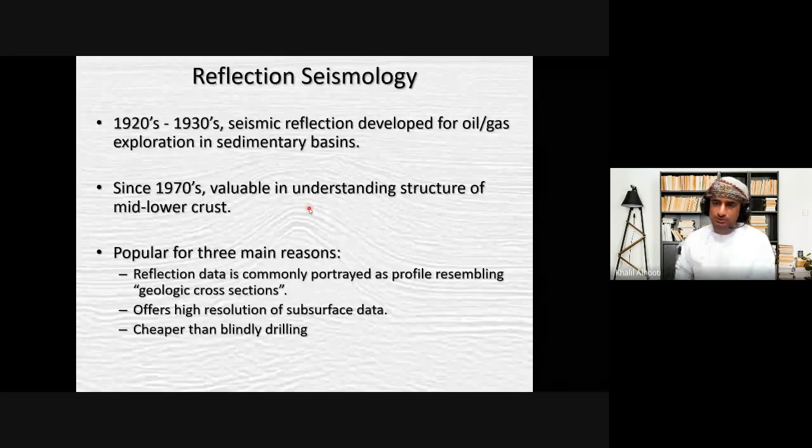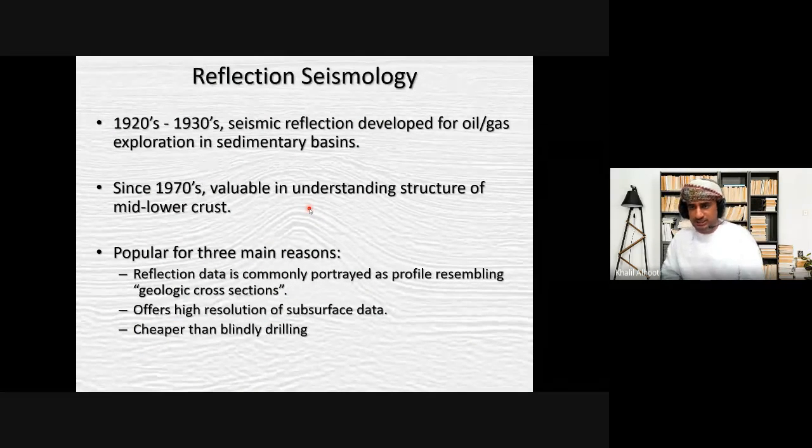So a bit of history about the seismic reflection technique. It became interesting in the 1930s for sedimentary basin analysis and for oil and gas exploration. The first case was in the USA, in Texas, and it became popular because it produces seismic sections that resemble the true geology. It's almost like seeing a cross section of the subsurface.